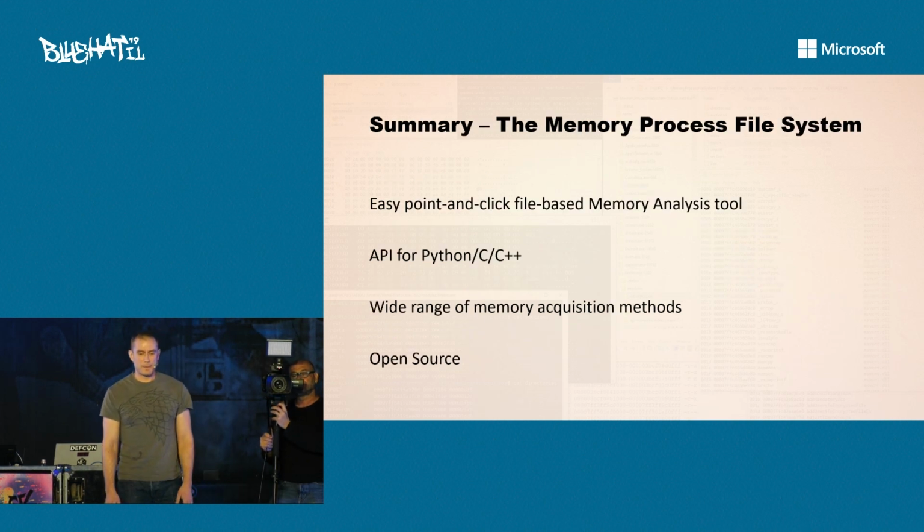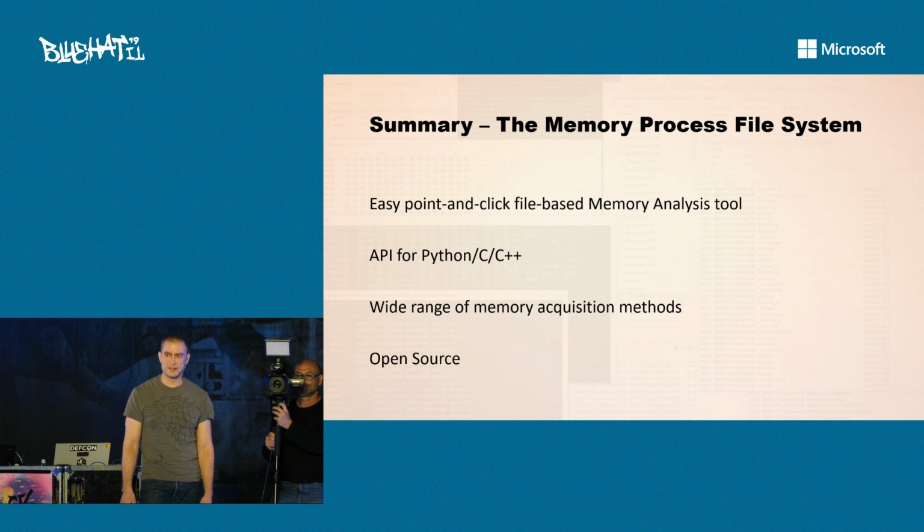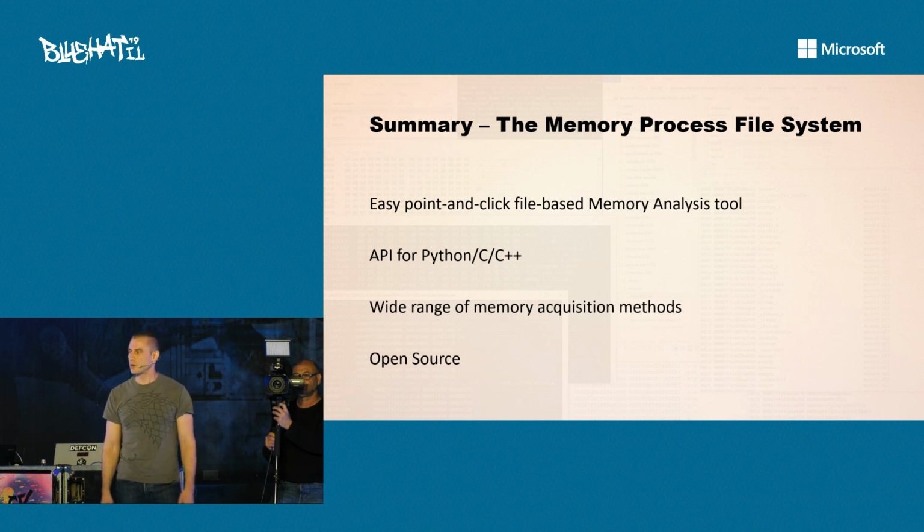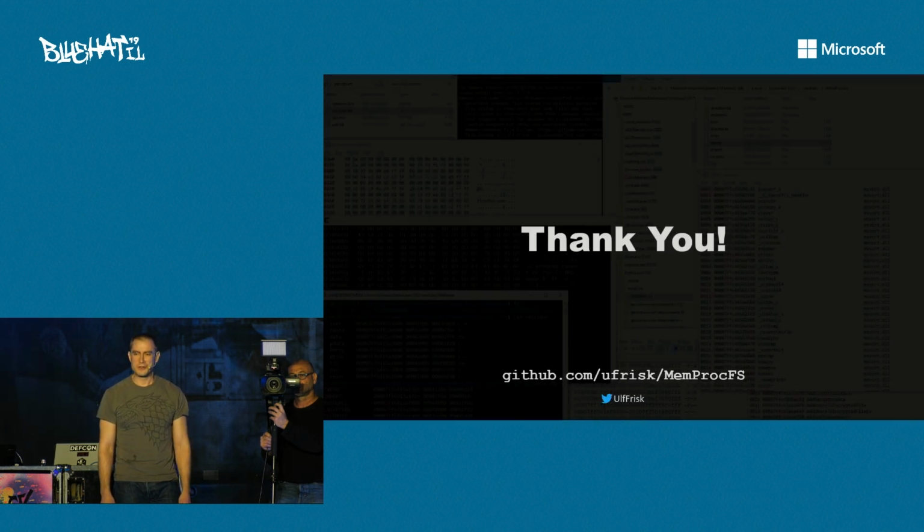And to sum everything up, the memory process file system is a multi-threaded library, which is a really easy point-and-click file system-based memory analysis tool with a strong Windows focus. It has an API for Python, C, and C++. It comes with a wide range of memory acquisition methods, both hardware-based and software-based ones. And it's completely open source. It's available on my GitHub, and please do have a look at it.